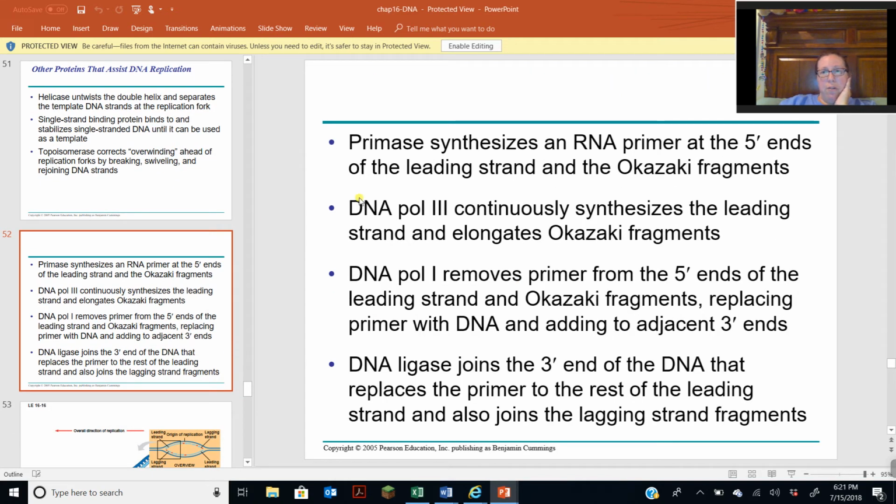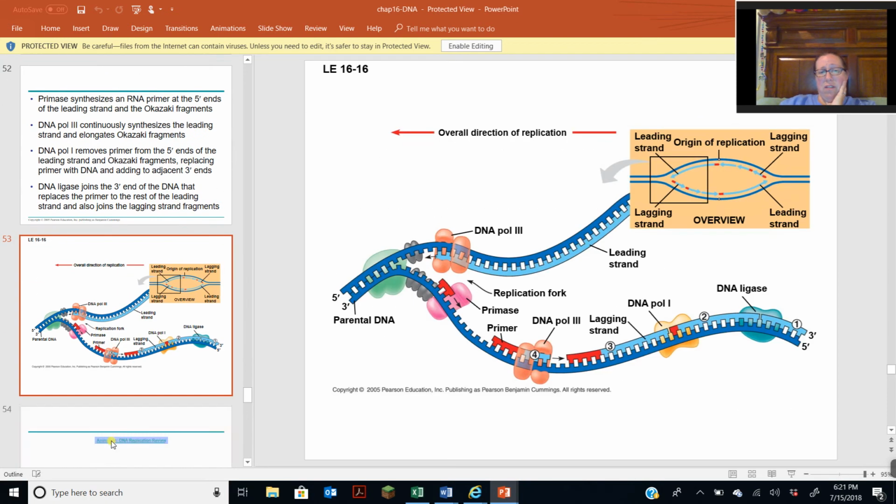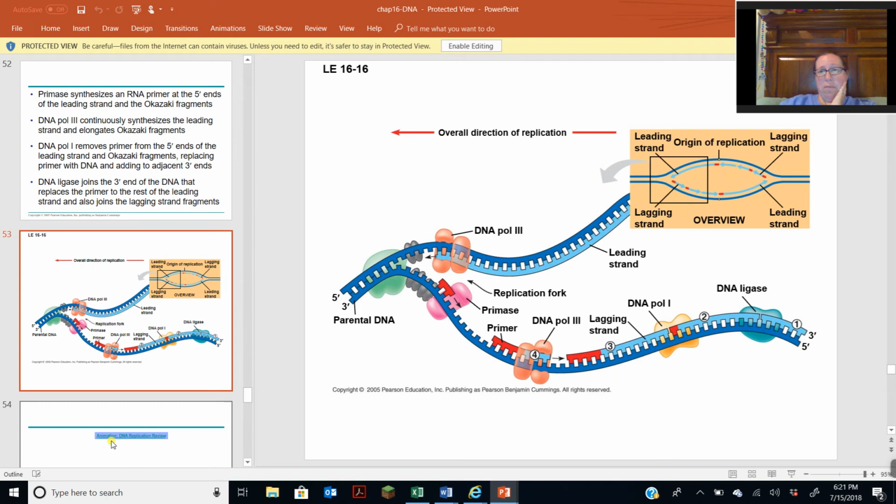And you have primase, which synthesizes an RNA primer at the 5' end of the leading strand and the Okazaki fragments. There's a bunch of them. Here's DNA polymerase 3, DNA polymerase 1, DNA ligase. These are what they do, and they're really just definitions. And to go along with the definitions, there are pictures.